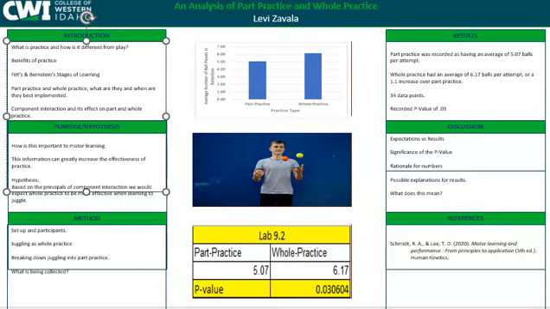So, in conclusion, part practice is more beneficial for less interactive motion, and whole practice is better for highly interactive motions.